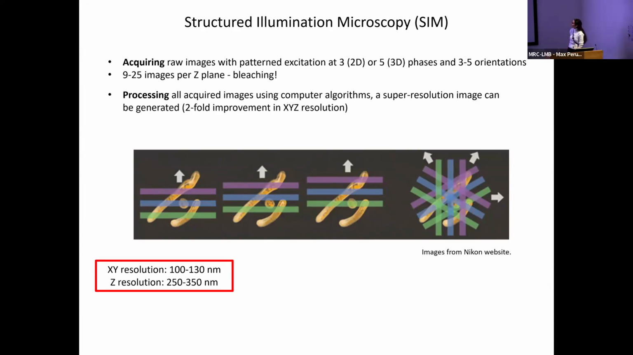So after you acquire the SIM, that also means, I forgot to say, that you acquire 9 to 25 images per plane you want to image. So it's quite a lot, and you are at risk of bleaching or something. So that's something to look at. And also the acquisition takes a longer time. So if the sample moves, or if you have live samples that move, you also lose the information.